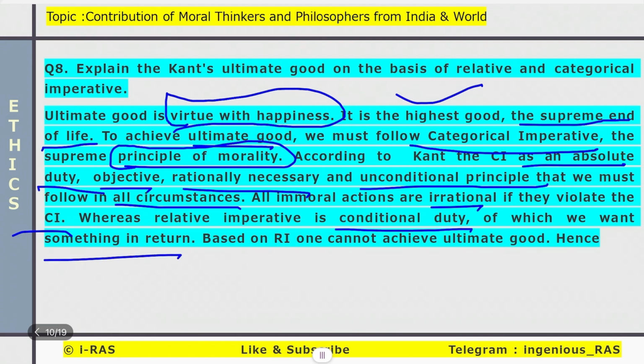For example, we are doing some kind of job in an office, in return we get some salary, but if we are doing the job with honesty, with integrity, it is a categorical imperative. So based on the relative imperative, one cannot achieve ultimate good. Hence, follow the categorical imperative, which leads to ultimate good.